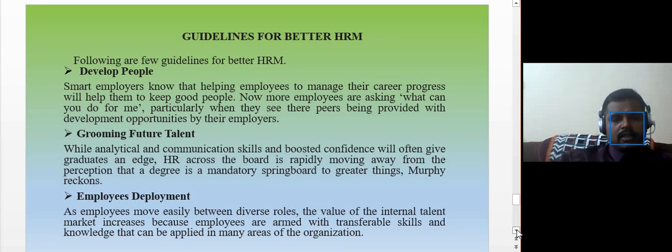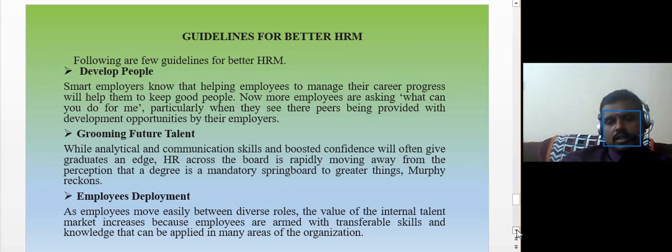Next we are dealing with the guidelines for better human resource management. The first one: we must develop the people. Without the development of employees, there is no word for organizational development. And identify their talents confidently. You have to trust your employee and identify the talents from the employee side.